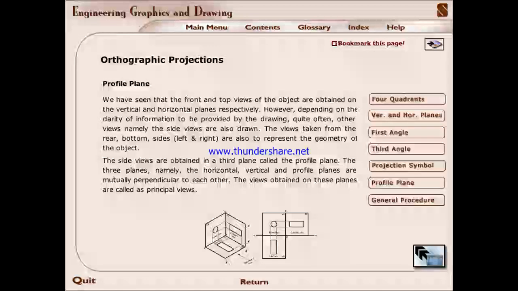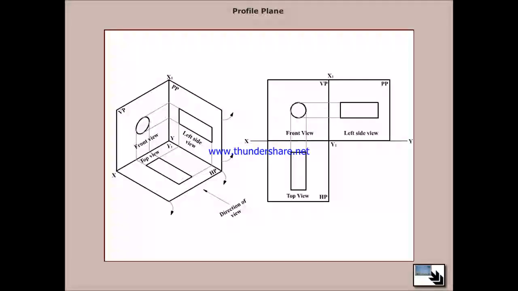Now let us observe the front view, left side view, and top view. The planes appear as a horizontal plane and a vertical plane, and their movements are also shown in the figure.